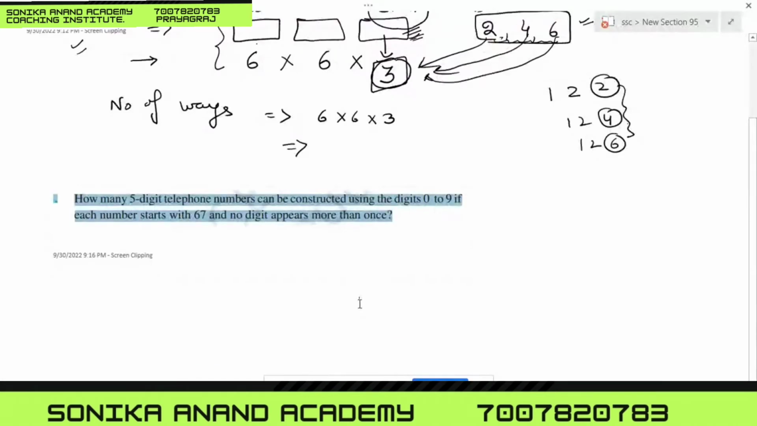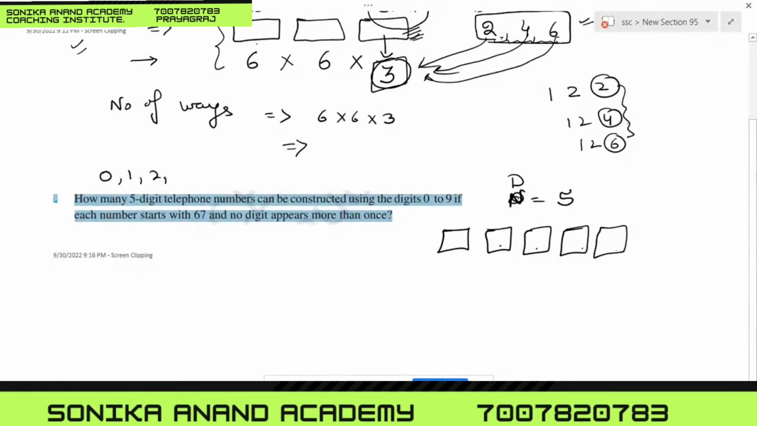How many 5-digit telephone numbers can be constructed? So the number of digits we have is 5. That means 5 boxes we have to fill. For example, in phone numbers we have 10 digits, the numbers from 0 to 9. Clear? Clear, ma'am.